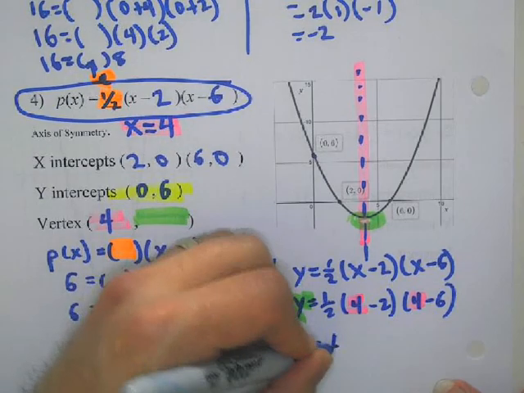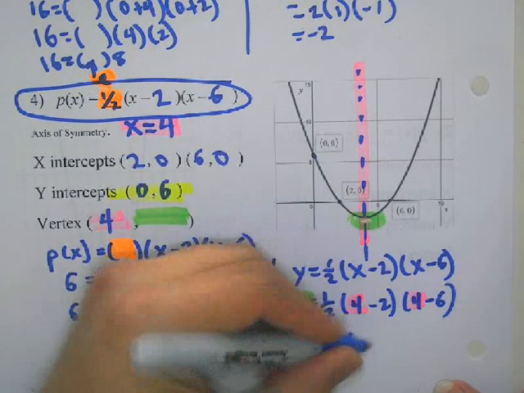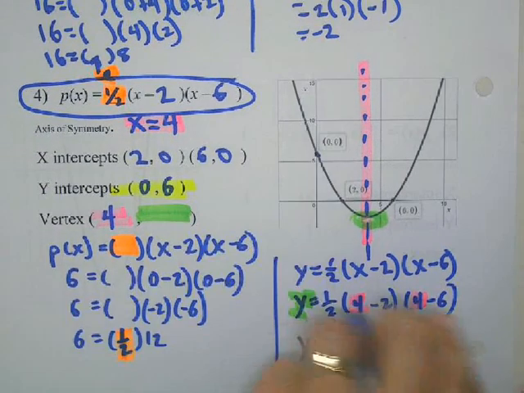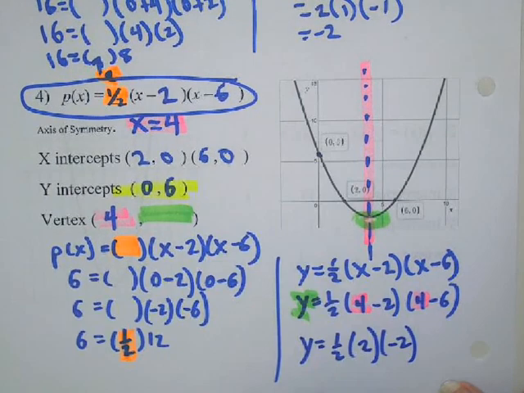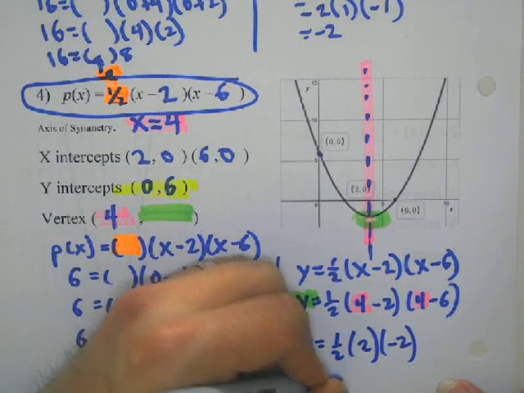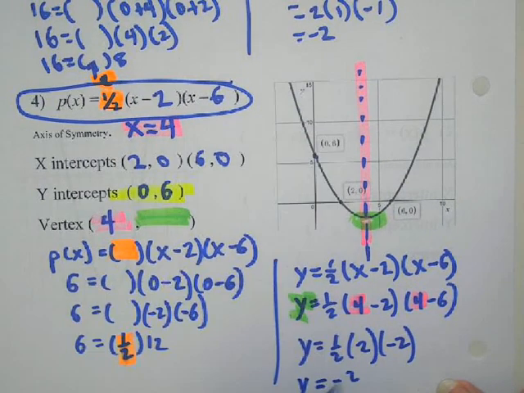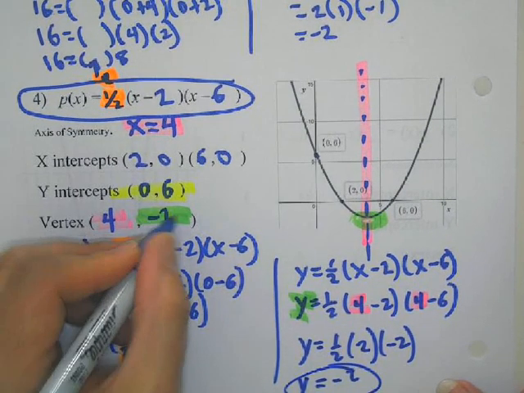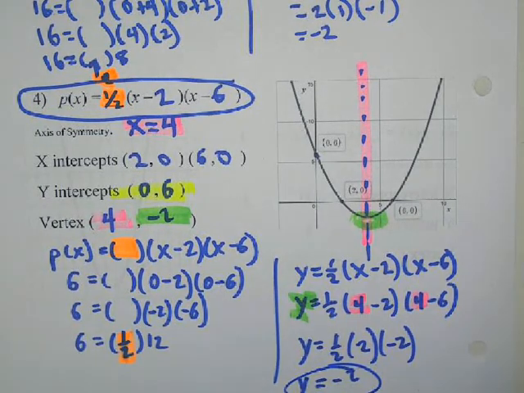Okay, 4 minus 2 is 2. 4 minus 6 is negative 2. So 1/2 times 2 is 1, and that times negative 2 is going to give me negative 2. So that is the value of the vertex, 4, negative 2. Okay, last page.